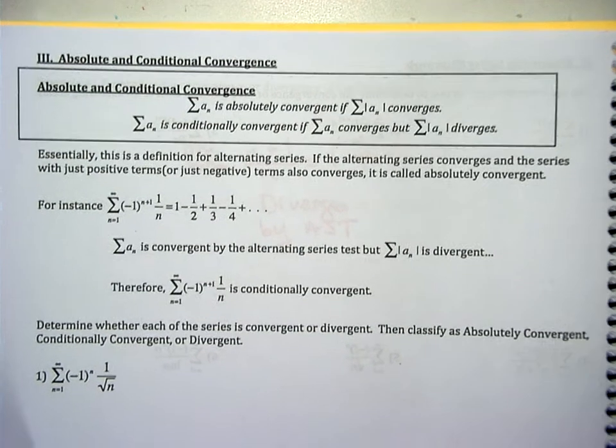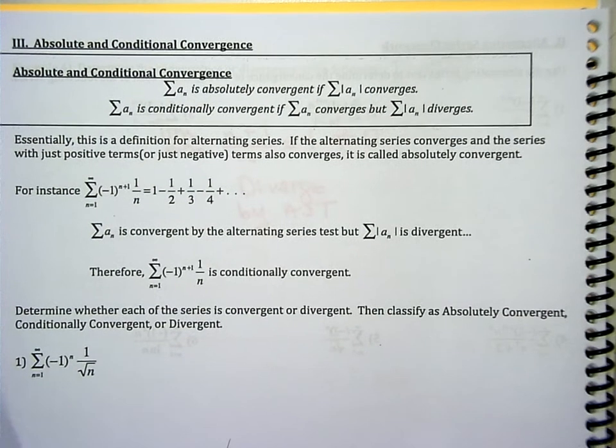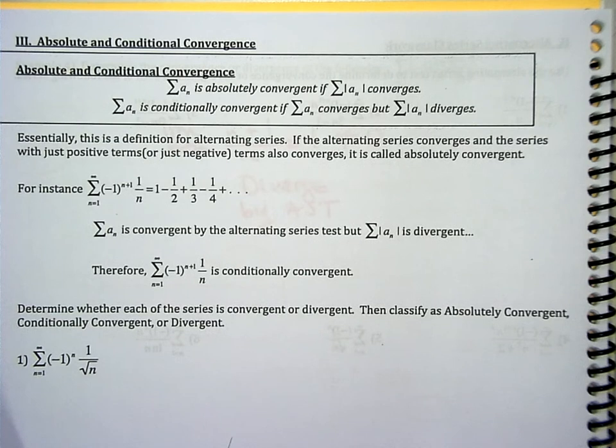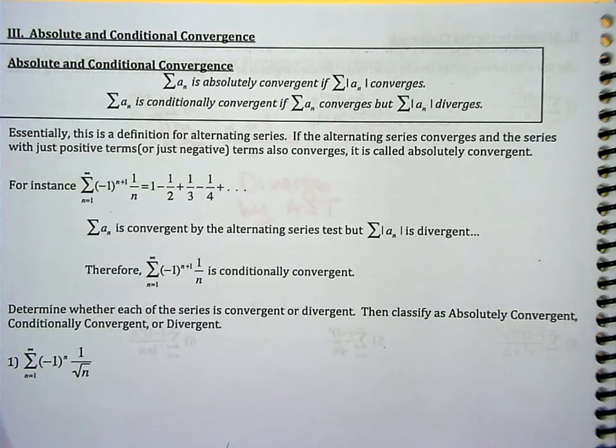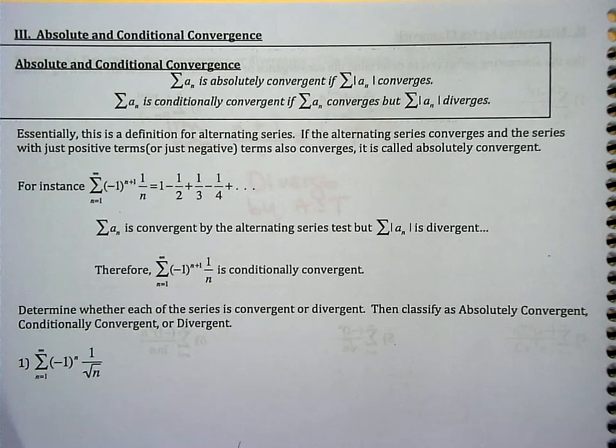Okay, this next section is not about whether a series converges or diverges. Basically, these are sort of labels that you assign to a particular series. So every series can be labeled as either absolutely convergent or conditionally convergent. If not either of those, then we just say it's divergent.